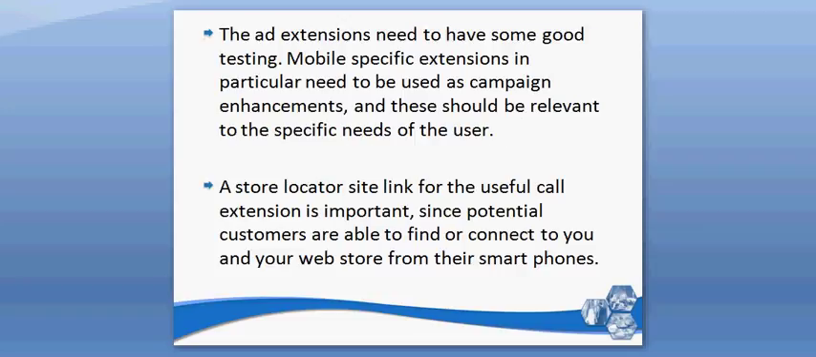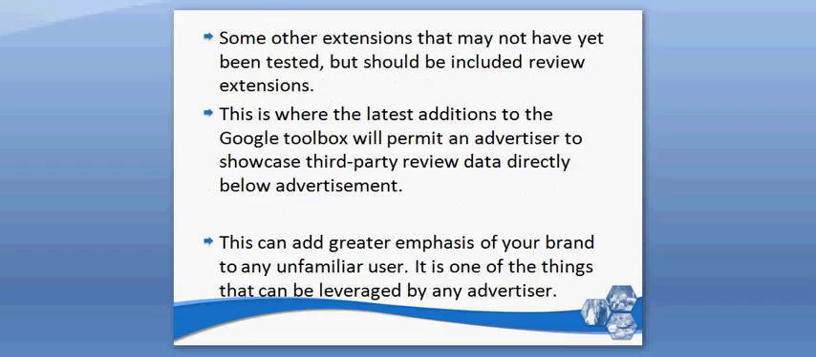Mobile-specific extensions in particular need to be used as campaign enhancements, and these should be relevant to the specific needs of the user. A store locator site link or the useful call extension is important, since potential customers are able to find or connect to you and your web store from their smartphones. Some other extensions that may not have yet been tested, but should be included, are review extensions. This is where the latest additions to the Google toolbox will permit an advertiser to showcase third-party review data directly below the advertisement. This can add greater emphasis of your brand to any unfamiliar user. It is one of the things that can be leveraged by any advertiser.